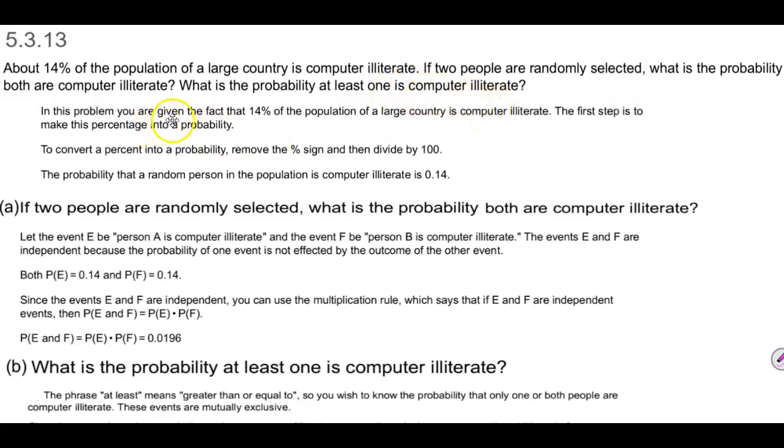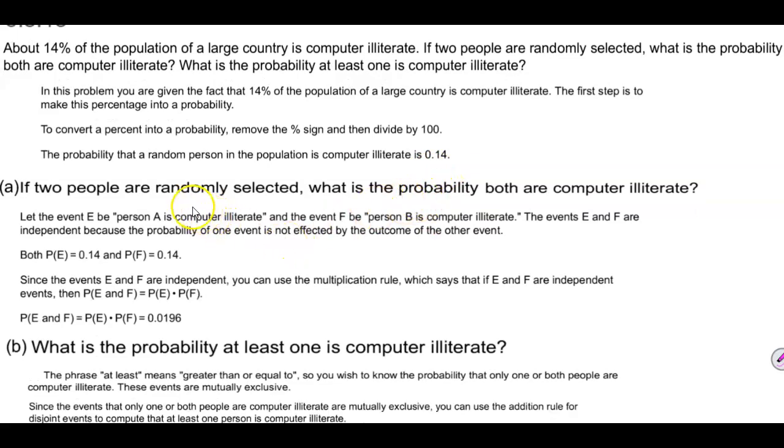Now, in this problem, you are given the fact that 14% of the population of a large country is computer illiterate. So the first step is to make this percentage into a probability. To convert a percent into a probability, we're going to remove the percent sign and then divide by 100, or we can move the decimal place over to the left twice. So the probability that a random person in the population is computer illiterate is 0.14.